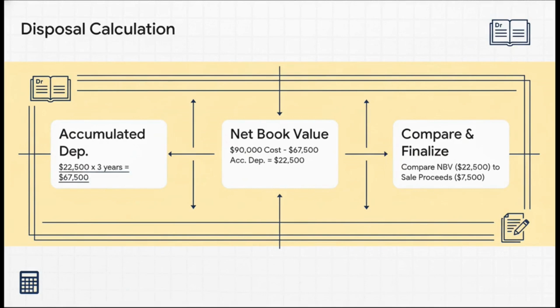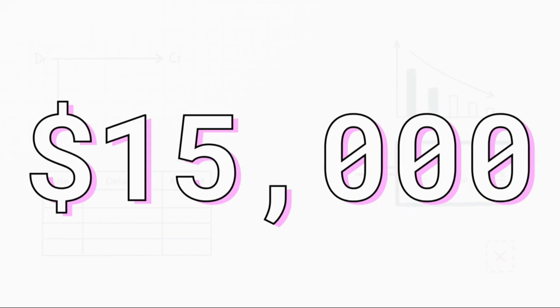First, we need to know the total depreciation we've charged so far. Well, that's just our annual amount times 3, which is $67,500. Next, we figure out the asset's net book value. That's the original cost minus all the depreciation we've charged, leaving us with $22,500. Finally, we compare that book value to the actual cash we got for it. So according to our books, the asset was worth $22,500, but we only managed to sell it for $7,500. That gap? That's a $15,000 loss on disposal, and that loss gets recorded as an expense in our income statement.